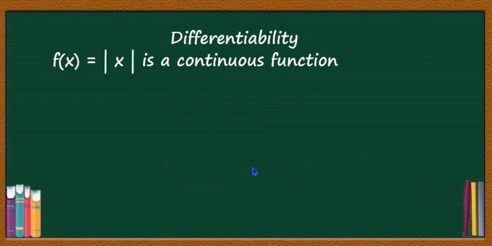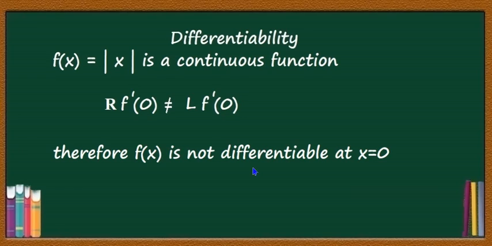Here you can observe that R f dash of 0 is not equal to L f dash of 0. That is, the left hand derivative and right hand derivative are not equal. Therefore, f of x is not differentiable at x equal to 0. And with this much, I'll conclude this video.